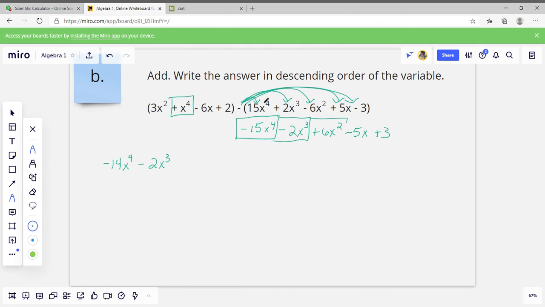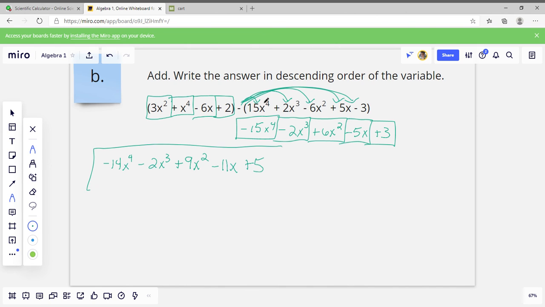Alright, next I have positive 6x squared, and up here I have a positive 3x squared. So positive 6 and positive 3 would be positive 9x squared. Then next I've got negative 5x, and up here I've got negative 6x. Negative 5 and negative 6 will be negative 11x. And then I've got plus 2 and plus 3 would make plus 5. So let me double check that one. Negative 14x to the fourth minus 2x to the third plus 9x squared minus 11x plus 5. All right, so that is the correct answer to that one.